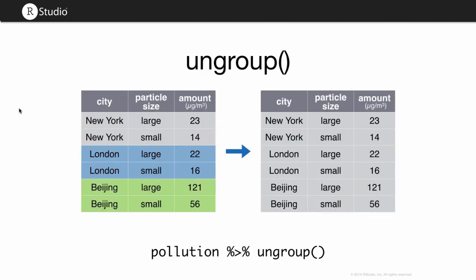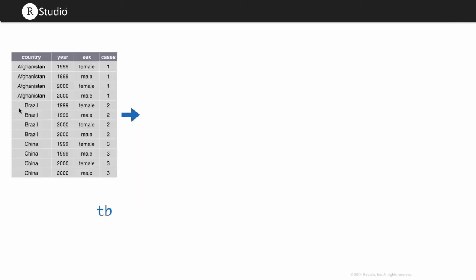Once you have grouped data, you can remove the grouping information with ungroup. That can be reassuring because you sometimes don't want metadata just floating around. But also, if you were to summarize a grouped data set, there will be some ungrouping that occurs as well.